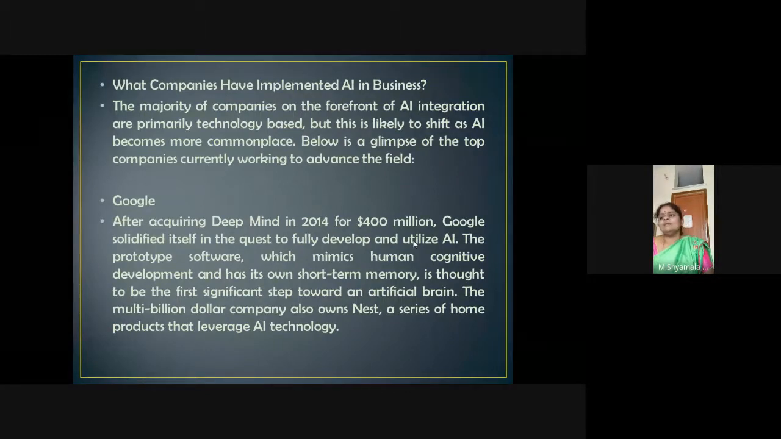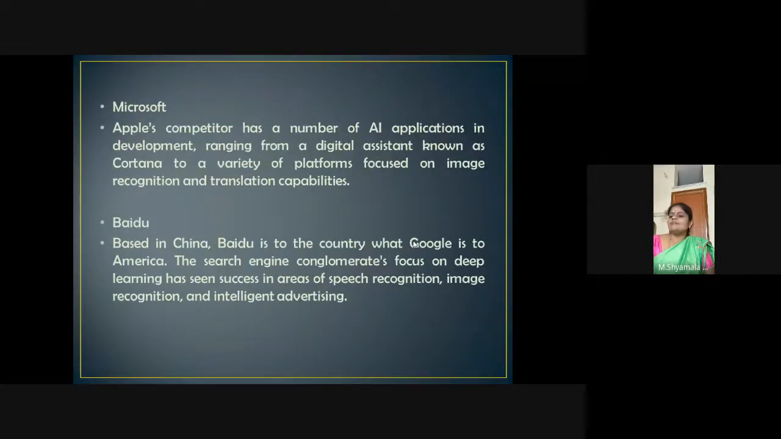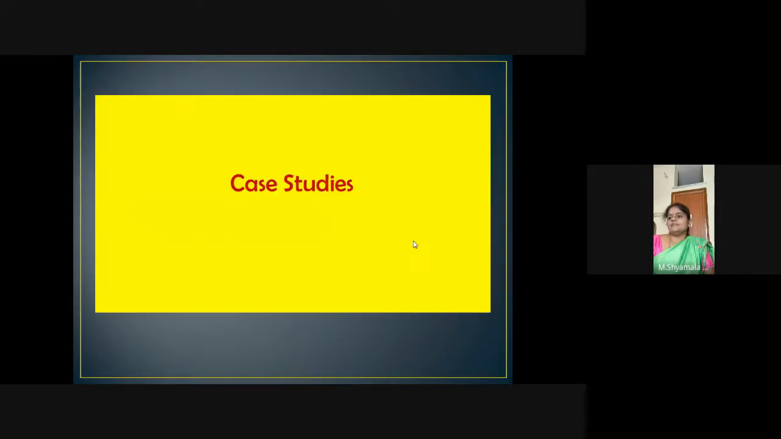So we'll see some companies that have implemented artificial intelligence in business. First one is Google. It has implemented artificial intelligence. They invested $400 million for fully automating their performances. Next is IBM. Next one is Facebook. They implemented AI in their companies, and Microsoft and Baidu. These are all the companies that have implemented artificial intelligence in their companies.